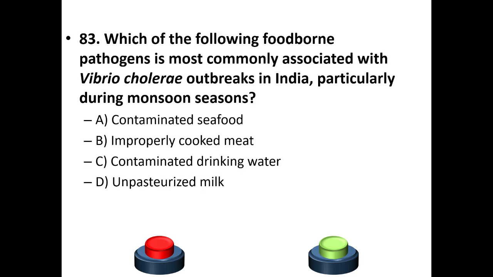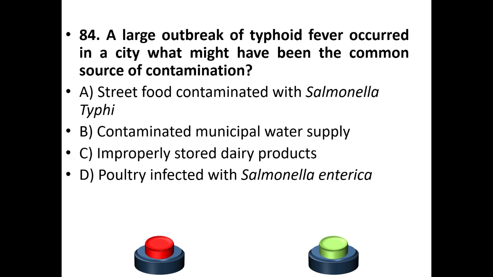83. Which of the following foodborne pathogens is most commonly associated with the Vibrio cholerae outbreaks in India, particularly during monsoon season? Contaminated seafood, improperly cooked meat, contaminated drinking water, unpasteurized milk. Your answer is option C. Contaminated drinking water.